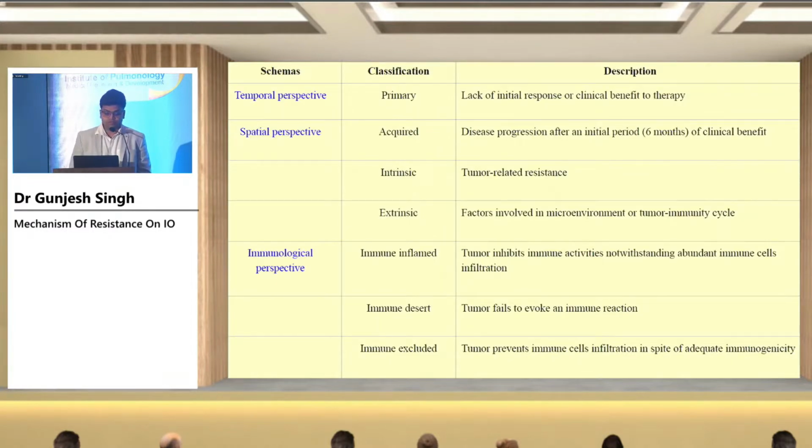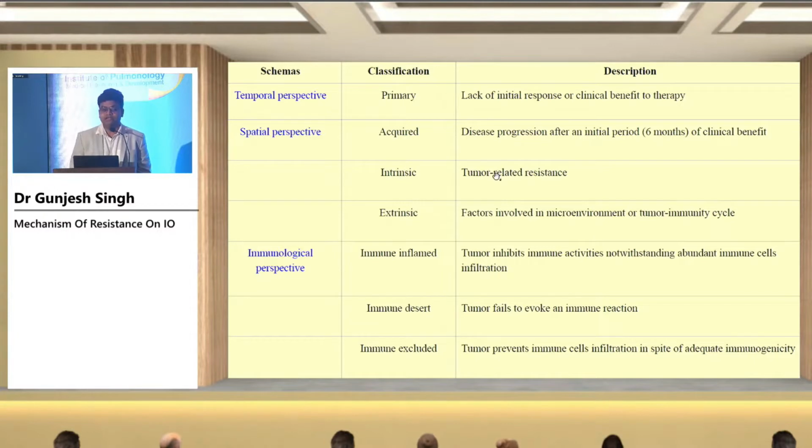tumor killing. So what are the different classifications of resistance to immunotherapy? It can be classified into primary resistance or acquired resistance. Primary means the patient is not having any initial response from the baseline. Acquired means initially the patient responded to immunotherapy, later, after 6 months, the patient progressed on treatment. Further classified into intrinsic or extrinsic resistance.